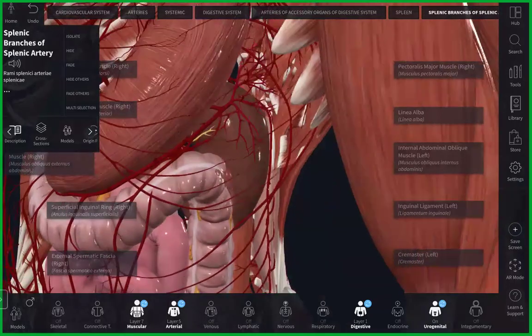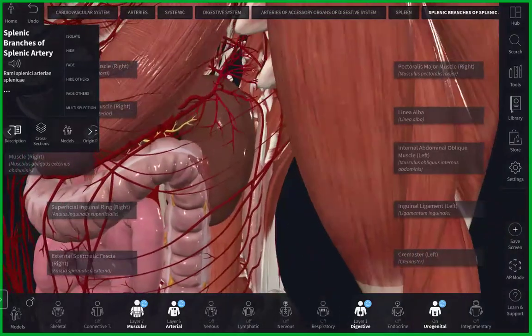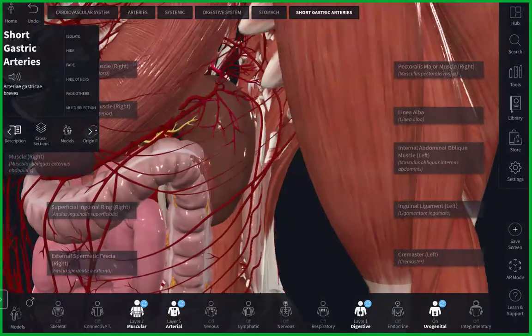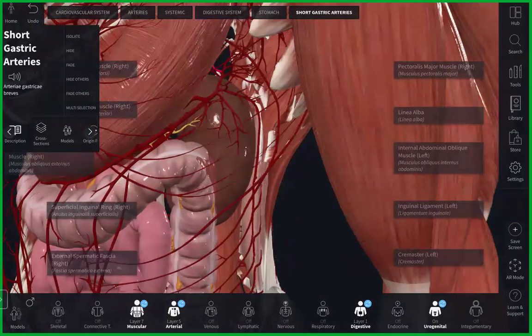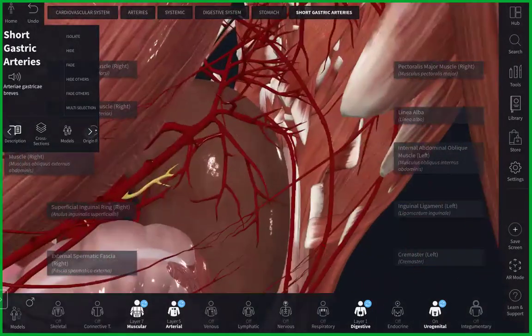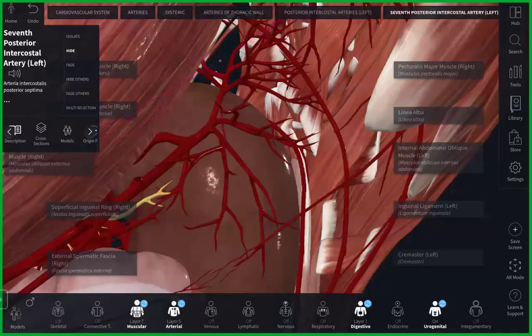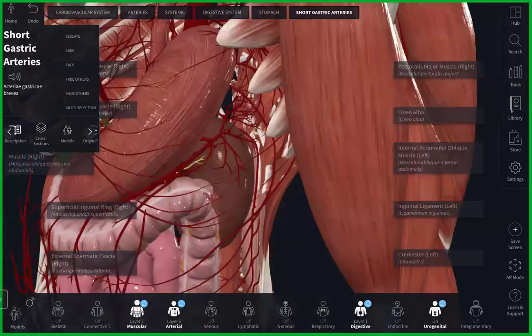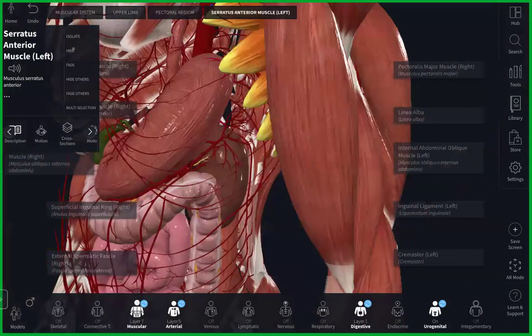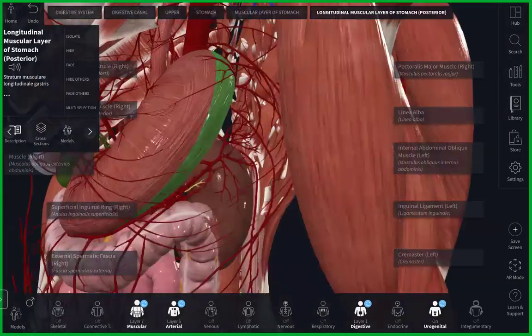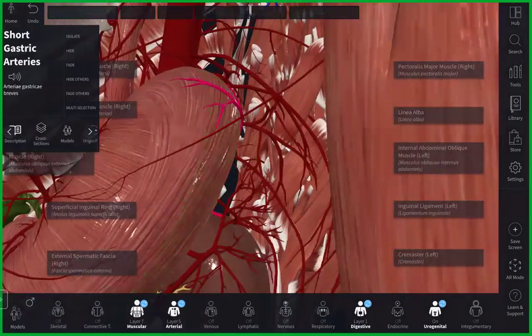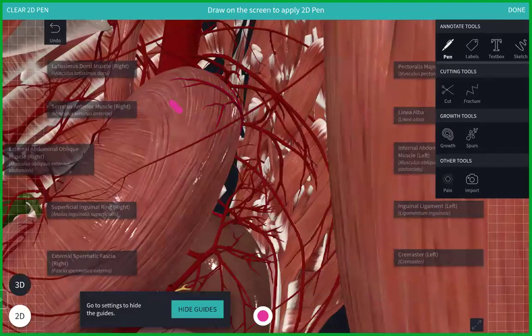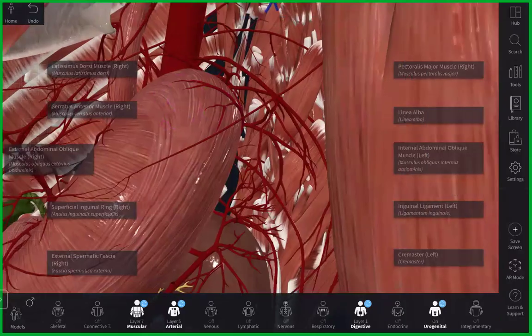So these are splenic branches. Here is our short gastric artery. You can see it is very short. And this short gastric artery is supplying our fundus of the stomach. Short gastric arteries are supplying our fundus of the stomach. Now, why is that important?